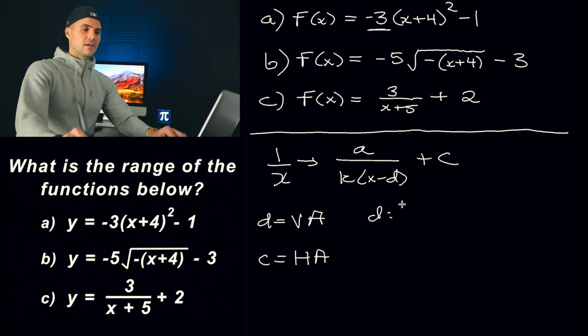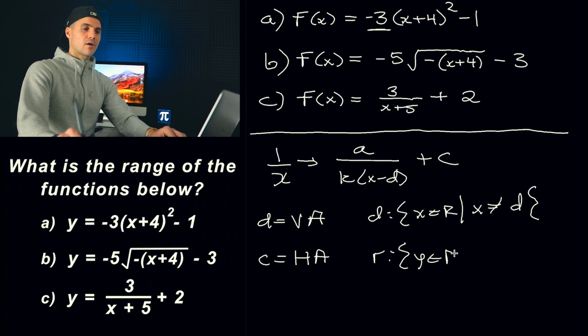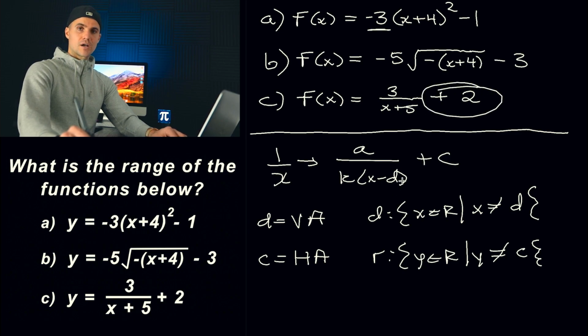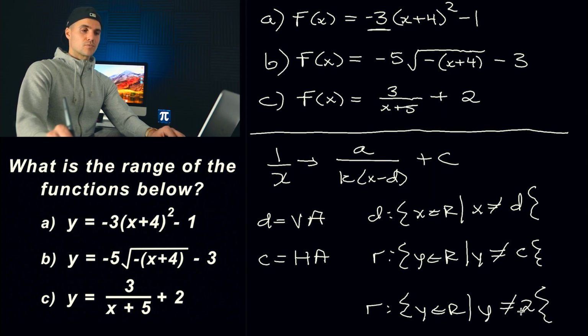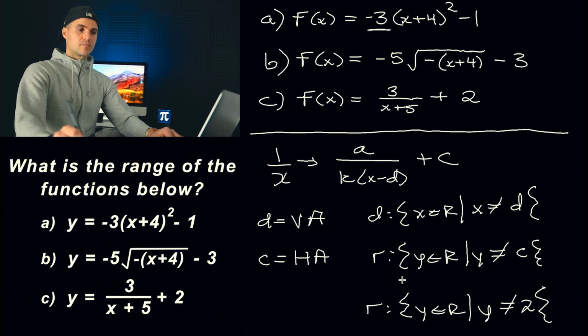And basically the domain and the range, the formats of them for a reciprocal function, is going to be: x cannot equal whatever that d value is. The range is always going to be y cannot equal whatever that c value is, whatever that horizontal asymptote is. Notice the c value in this case is positive 2 for this function. And so we know that the range is just going to be y cannot equal positive 2, the horizontal asymptote of positive 2. And that's it, right? So we didn't even have to graph it.